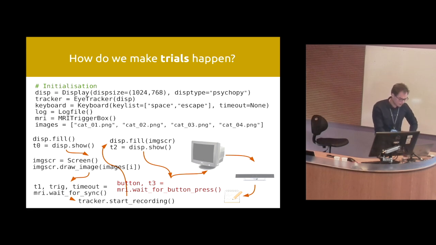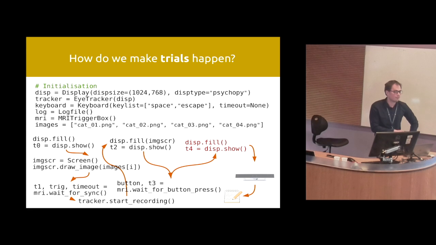After that happens, I can remove my image from the screen. So I again say fill with nothing, which is pre-preparing a blank display. And then I call show to put that blank display on the screen. Gives me again this timestamp.